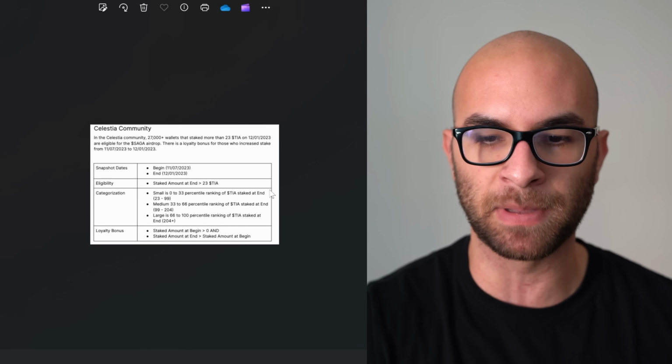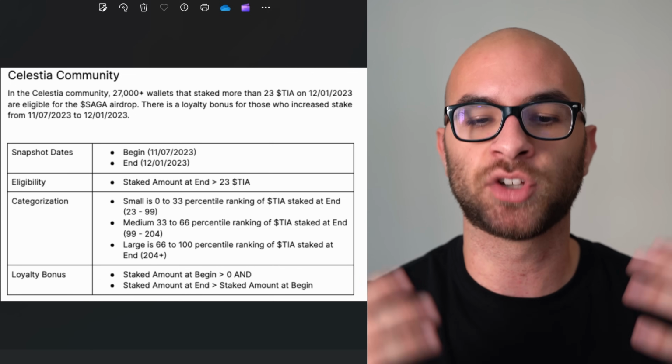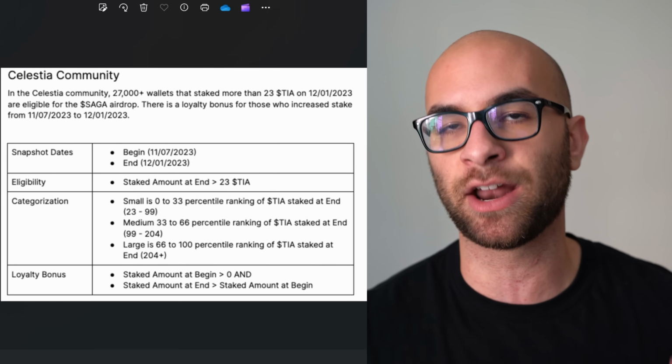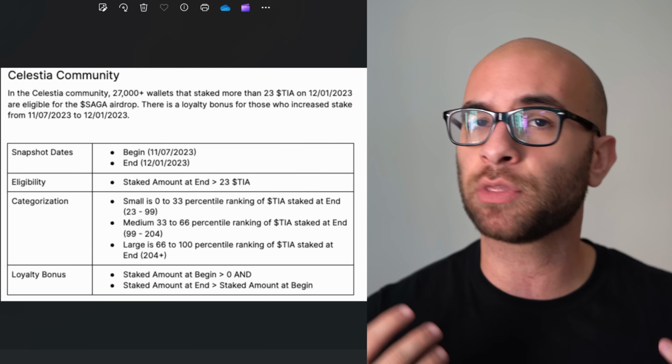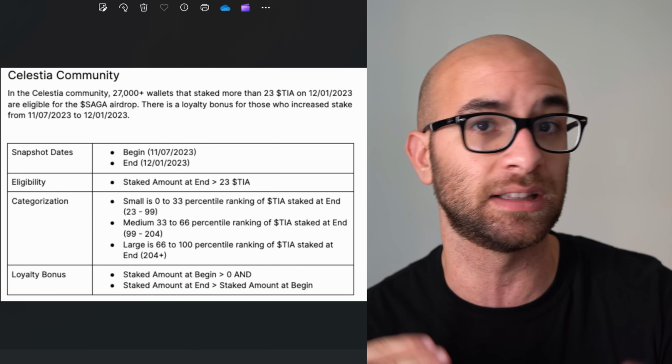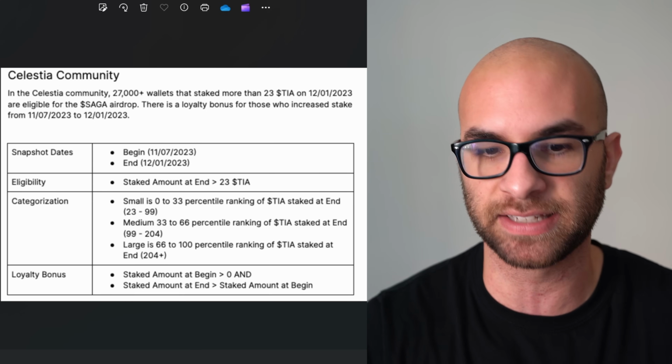Another airdrop that happened is the Saga airdrop. So in the Saga airdrop, they did this pretty early, and they were looking for anyone that had over 23 TIA. Now that's around $350 today, but that was actually around $150 or actually less than that when they did this airdrop. So this is another situation where they were looking for around $150.